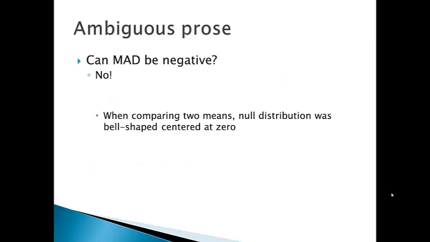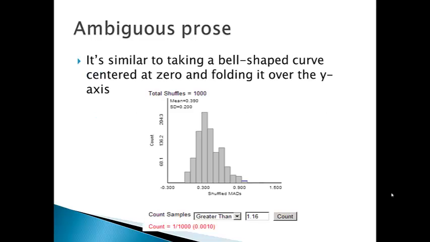Let's keep in mind when we do this simulation that the MAD statistic cannot be negative. And so, unlike when we compared two means where the null distribution was bell-shaped and centered at 0, in this case that won't be possible because you can't ever end up with a negative value of the MAD statistic. So what does the shape of the MAD statistic look like when the null hypothesis is true?